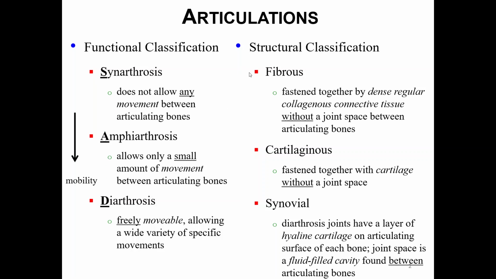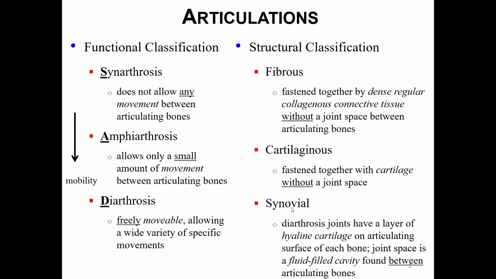Okay. Now, structural classifications, we have fibrous, cartilaginous, or synovial joints. Fibrous joints are fastened together by dense, regular, collagenous connective tissue, which is a mouthful. There is no joint space between the articulating bones. These bones are basically just touching each other. Okay. Cartilaginous joints, it will not shock you to learn these are held together with cartilage. Again, we have no joint space here. These bones are touching each other again.